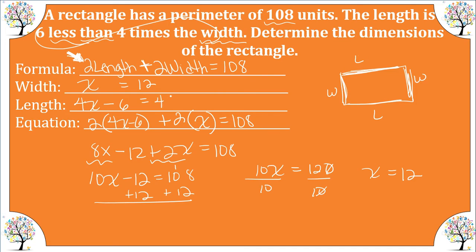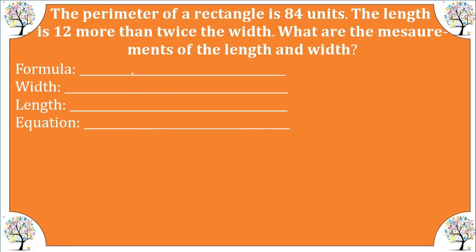The length is going to be 4 times 12 minus 6. So 4 times 12 is 48 minus 6 is going to be 42. So if we have 12 and 12 and 42 and 42, we would get 108. So the dimensions are 12 and 42. Okay, let's do another one.